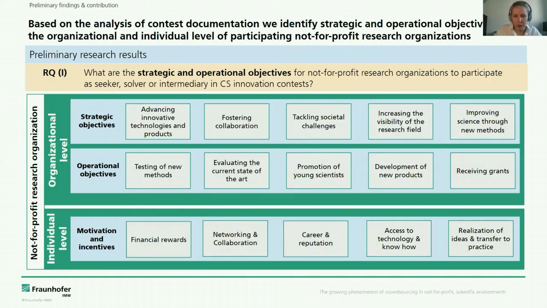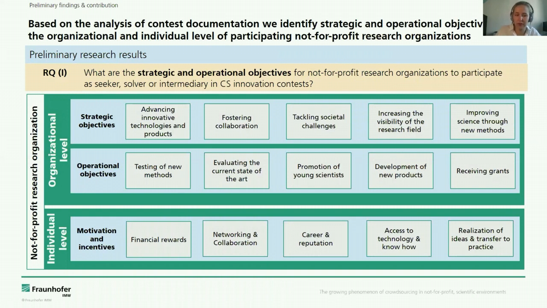With our first research question, we ask, what are the strategic and operational objectives for not-for-profit research organizations to participate as seeker, solver, or intermediary in crowdsourcing innovation contests? Our first results show strategic and operational goals on the operational level of not-for-profit research organizations. As financial incentives do not play an important role in this field, it is not surprising, yet in contrast to existing literature, that the objectives derived by the organizations mainly focus on the possibility to foster collaboration and to bring technologies and knowledge into practice.